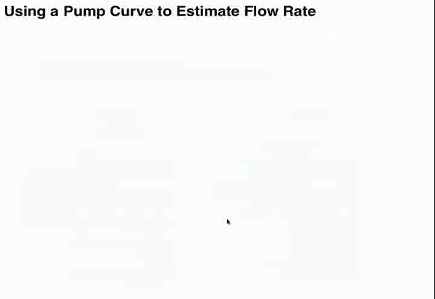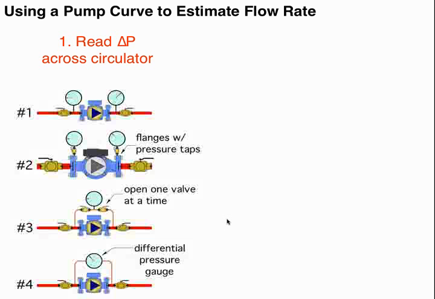Now, there's another thing you can do if you have pressure gauges involved. You can get a pretty good estimate of the flow rate in a system by measuring the differential pressure across the circulator. And this is a graphic out of Hydronic 16. This shows 4 different ways that you can measure differential pressure across the circulator. You can put a gauge on each side. On a larger pump, you may find tappings right into the flange.